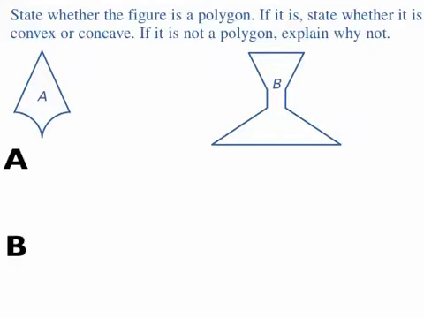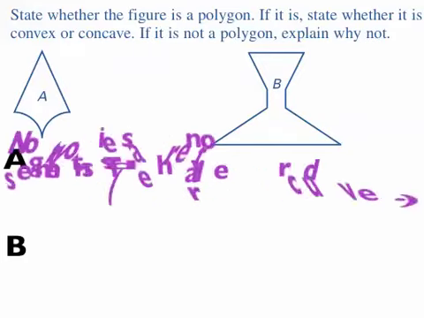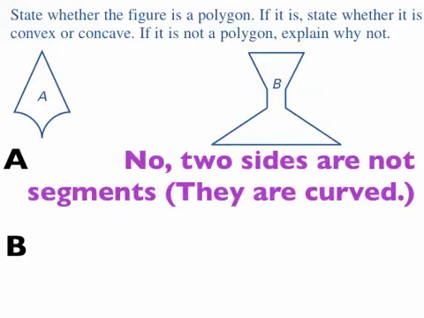The next example says, state whether the figure is a polygon. If it is, state whether it is convex or concave. If it is not a polygon, explain why not. If you notice example A, we have a shape that has 2 curved sides on the bottom. Well, if you think back to our definition of polygon, a polygon has to have 3 or more segments or straight sides. So because A has 2 curved sides, we say that A is not a polygon because 2 sides are not segments, or they are curved.